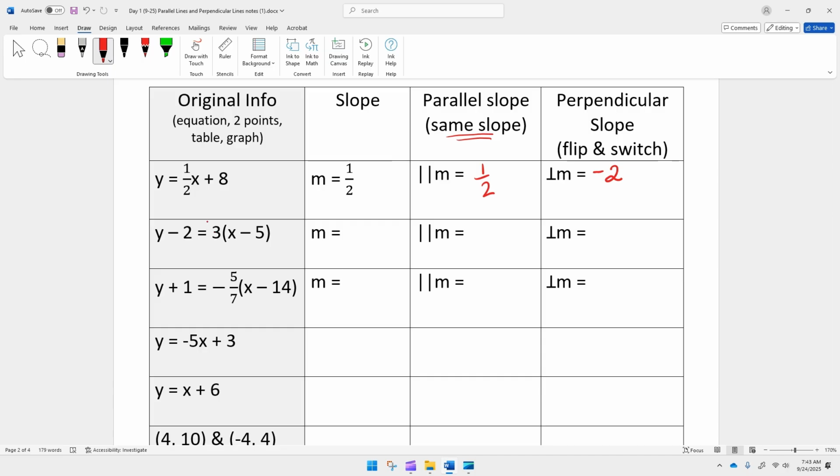All right, we're going to identify our slope in this point slope form equation. We know in the point slope equation the slope is 3. Same slope is going to be 3. Now we're going to go from positive to negative for perpendicular. Now remember, 3 is the same thing as saying 3/1. So to flip that, we're now going to say 1/3.